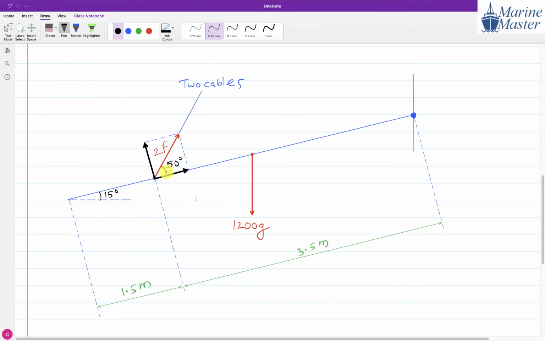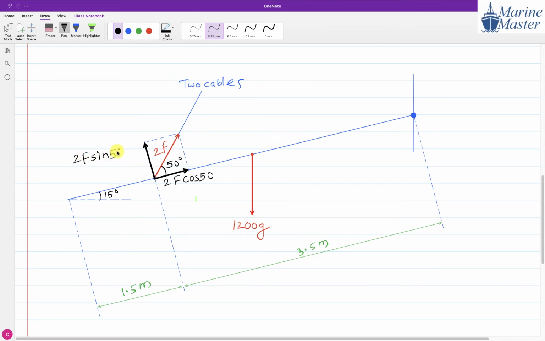Here the 50 degree angle is with respect to this component. So this component will become 2F cos 50. And this other component will become 2F sin 50 degrees.